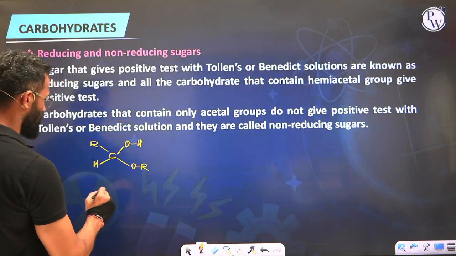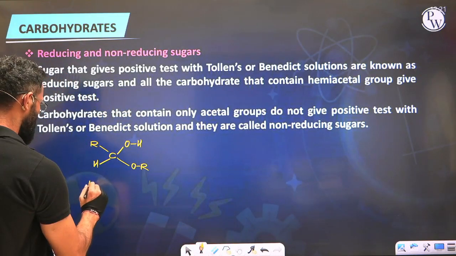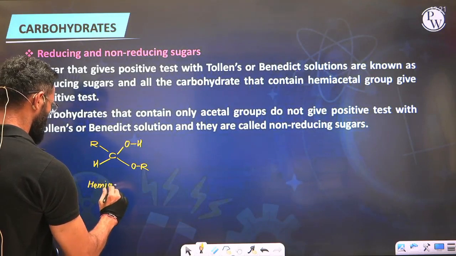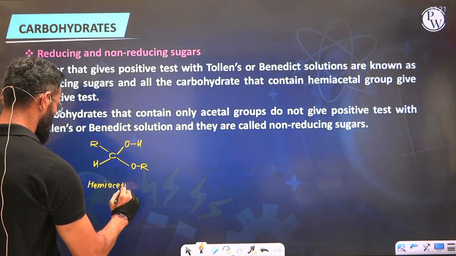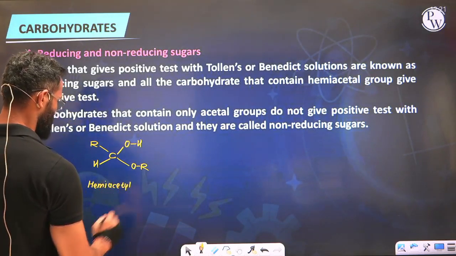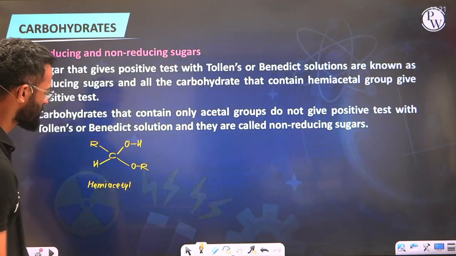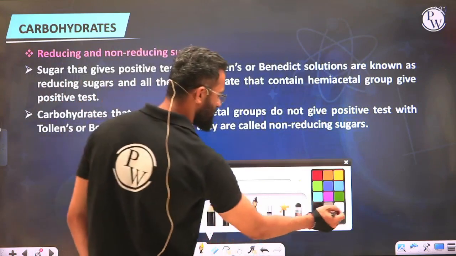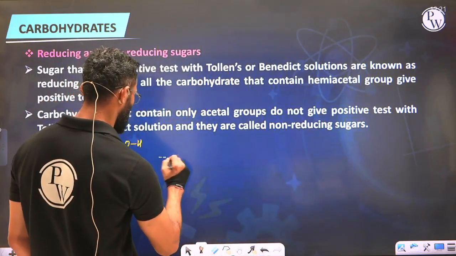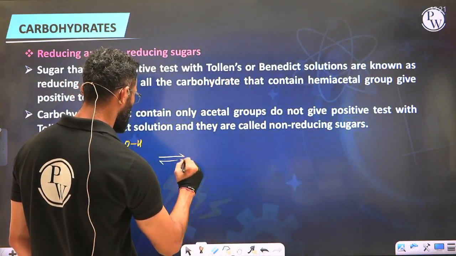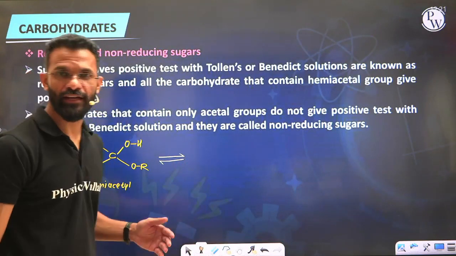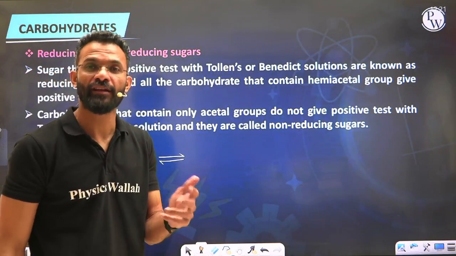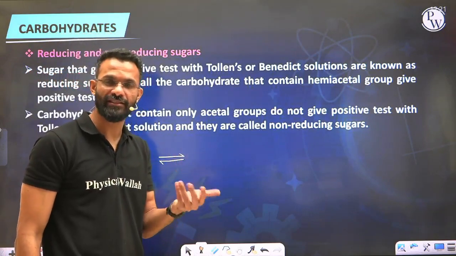This is what we call hemiacetylic. Correct? Now, if these hemiacetyls are brought in contact with Tollens reagent or Fehling solution or Benedict solution. Not to forget, Tollens reagent is ammoniacal silver nitrate. Ammoniacal meaning in presence of ammonium hydroxide, which is alkaline.